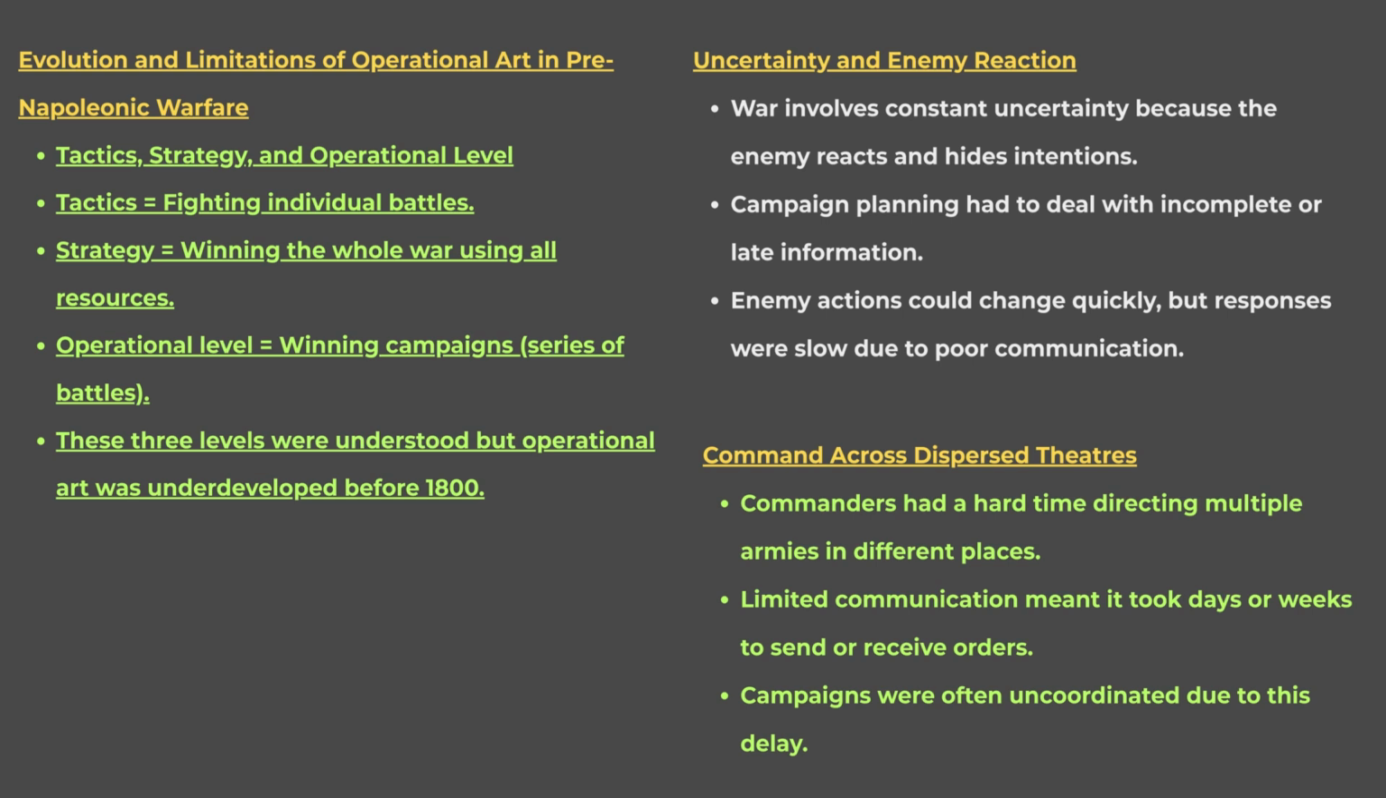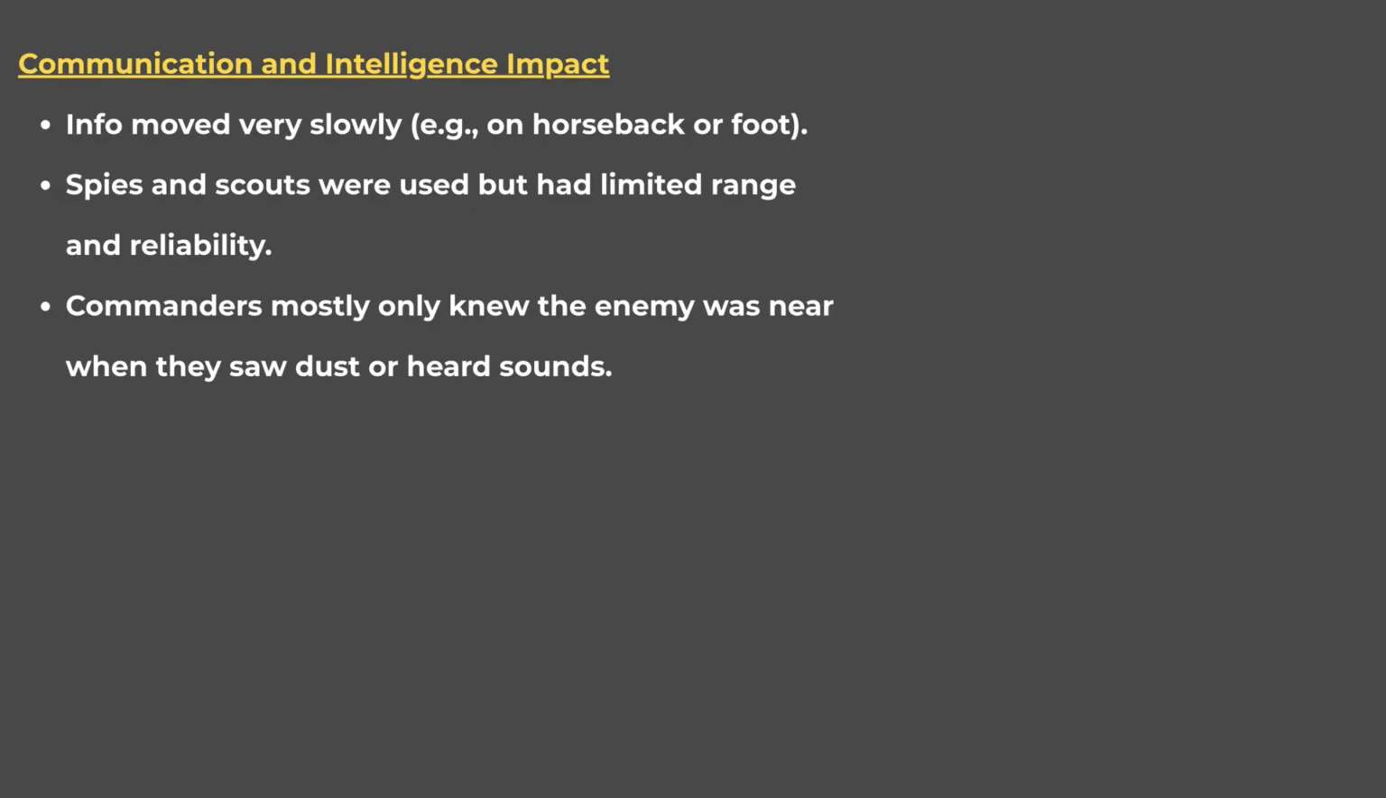Moving on to next part: communication and intelligence. Communication and intelligence were both very limited. There were no radios or instant messaging, only scouts, spies, or messengers on foot or horse. Sometimes, the only way commanders knew the enemy was nearby was by seeing dust clouds or hearing noises from a distance. That meant decisions were based on slow or unreliable information.